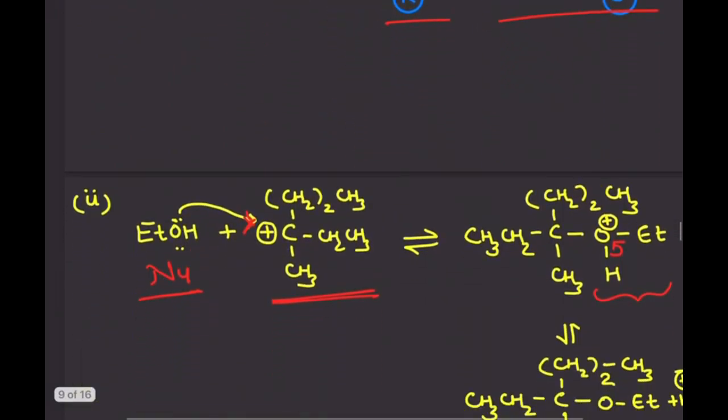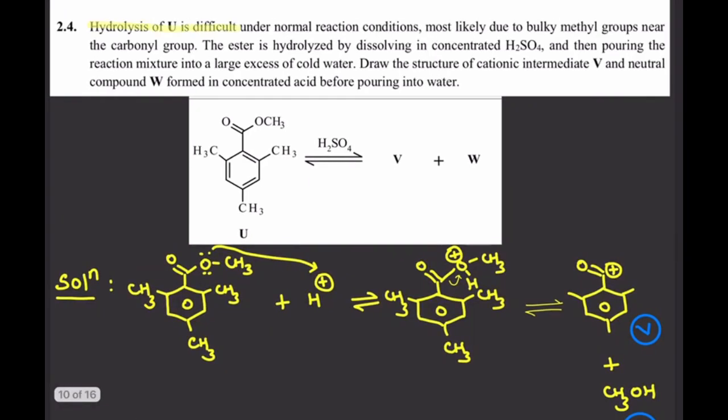So this was 2.3. Moving further, hydrolysis of U is difficult under normal reaction conditions, most likely due to bulky methyl groups near the carbonyl group. The ester is hydrolyzed by dissolving in concentrated H2SO4 and then pouring the reaction mixture into a large excess of cold water. Draw the structure of cationic intermediate V and neutral compound W formed in the concentrated acid before pouring into water. Okay, we also have to consider the cationic intermediate and then the neutral compound W, which is also formed. What is very important to notice in this compound U is that this carbonyl here is sterically crowded.